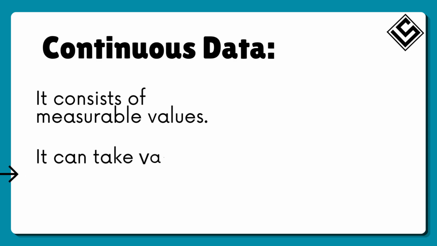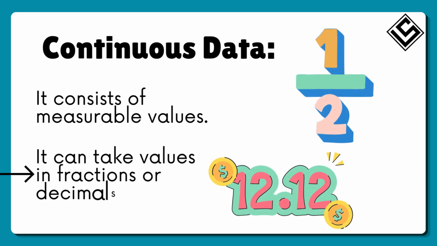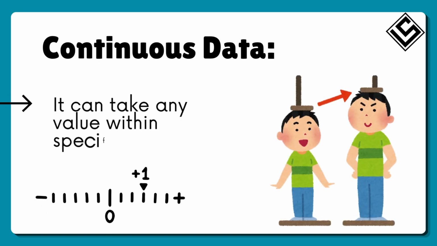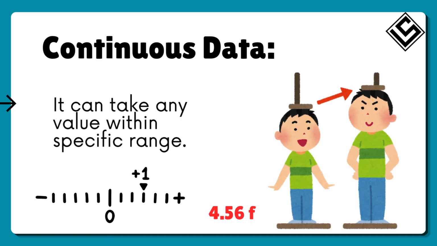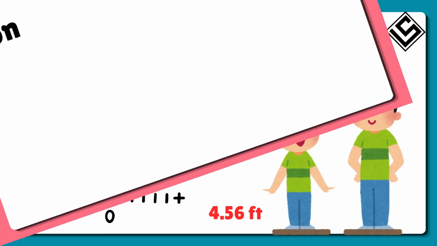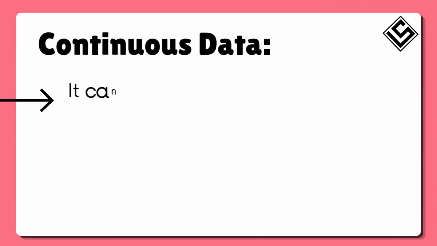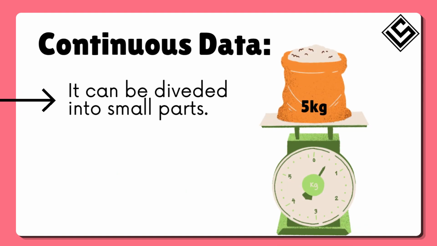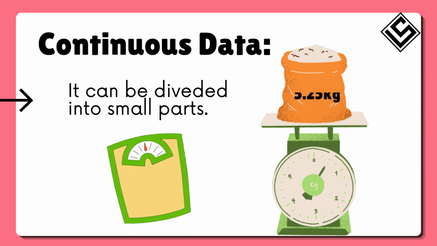Continuous data can take values in the form of fractions or decimals. In other words, it can take any value within a specific range. For example, the height of one student might be 4.56 feet, while another student's height could be 5.25 feet. Another important feature of continuous data is that it can be divided into smaller and smaller units. For instance, the weight of a bag of rice could be 5 kilograms, 5.2 kilograms, or even 5.25 kilograms, depending on the precision of the weighing scale.